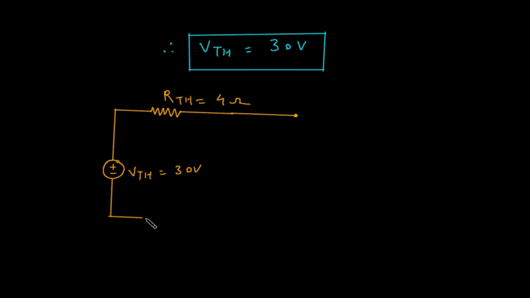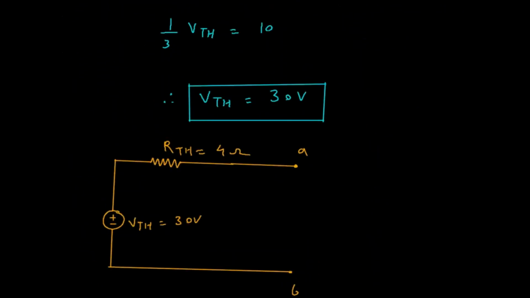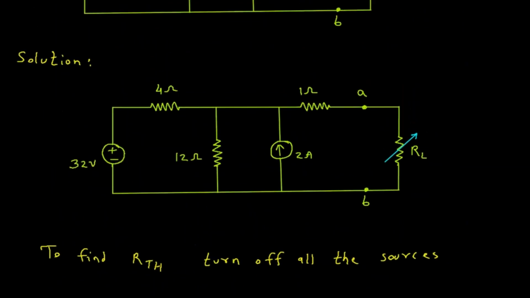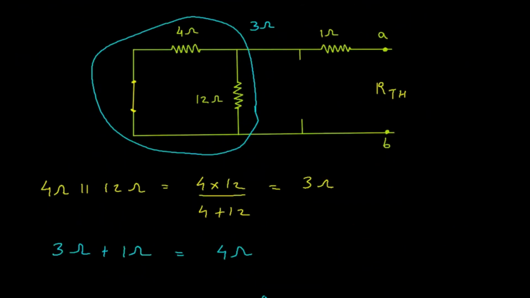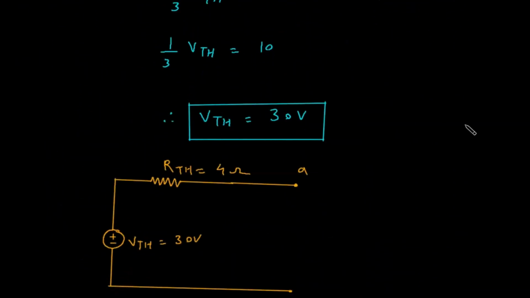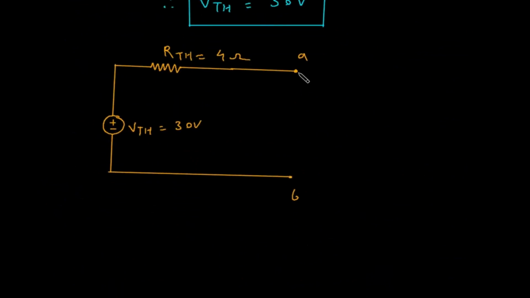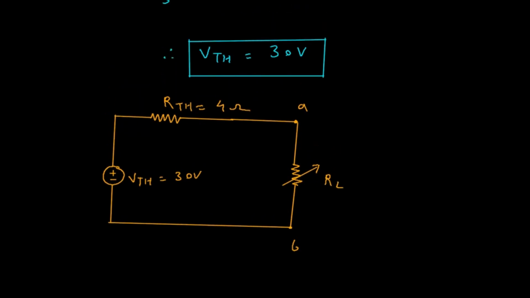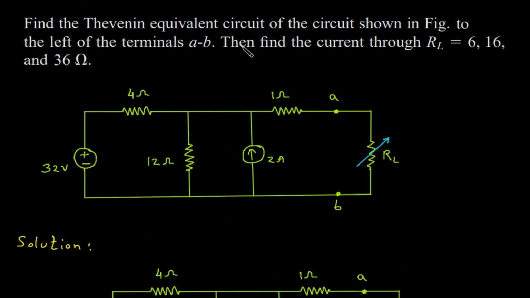And this is terminal A and terminal B. In between terminal A and B, we connect RL, which is a variable resistor or load resistor. This is RL. Now what we have to find? We have to find the current through RL, so we have to find IL.